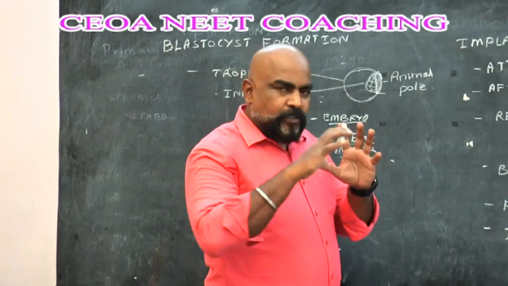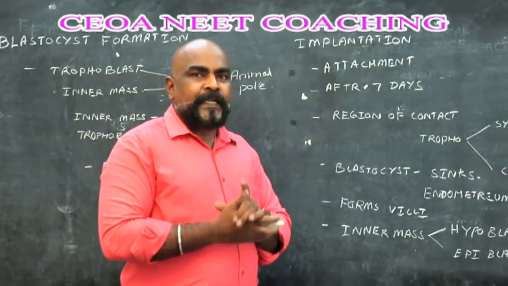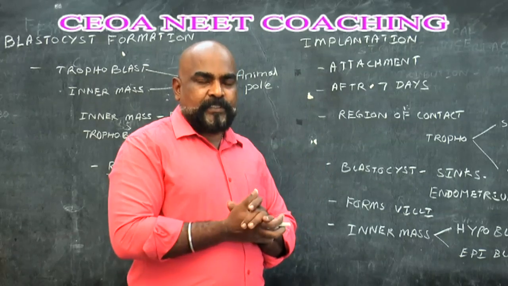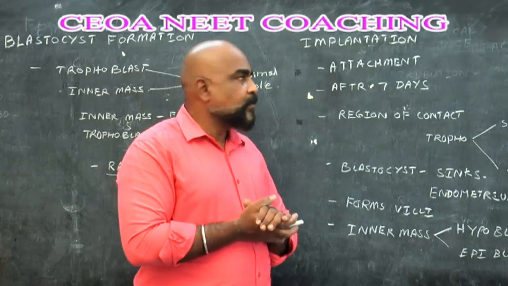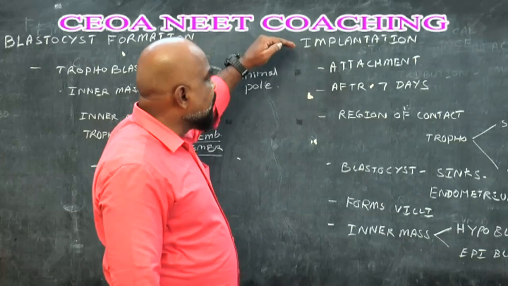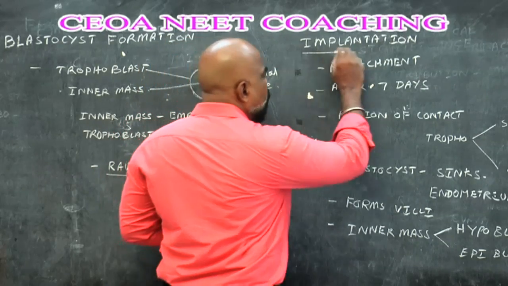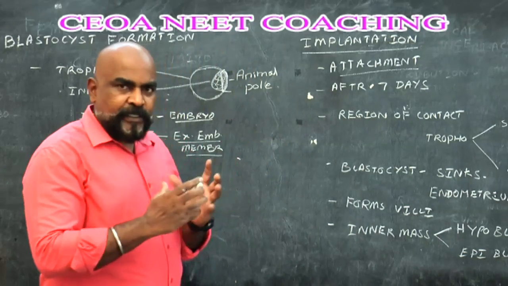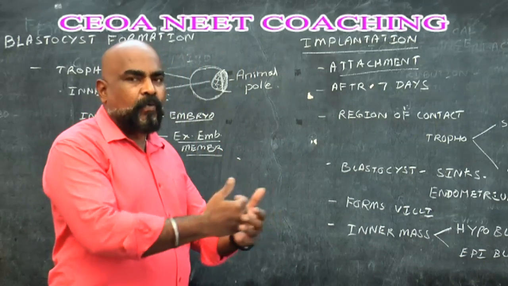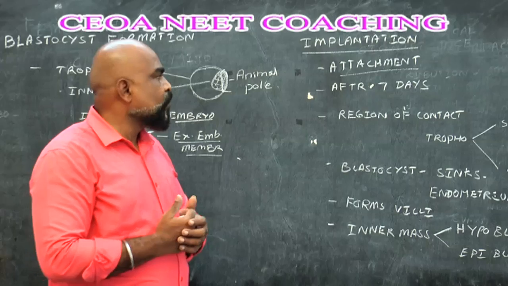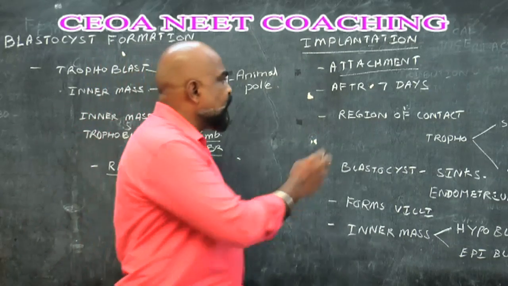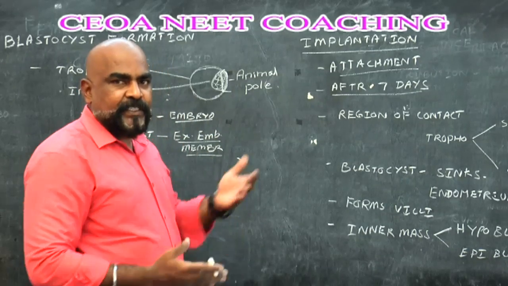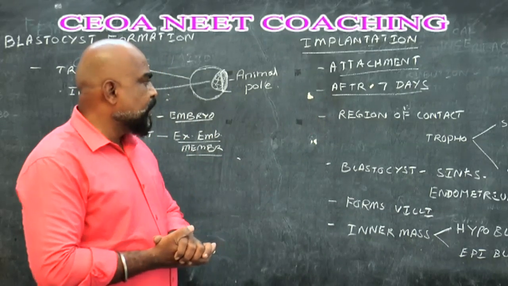So once the blastocyst is formed, next what happens is the attachment of the blastocyst with the endometrial wall. So that stage is called implantation. So implantation is the attachment of the blastocyst with the endometrial wall of the uterus. And this happens after 7 days. 7 days after fertilization, implantation happens.